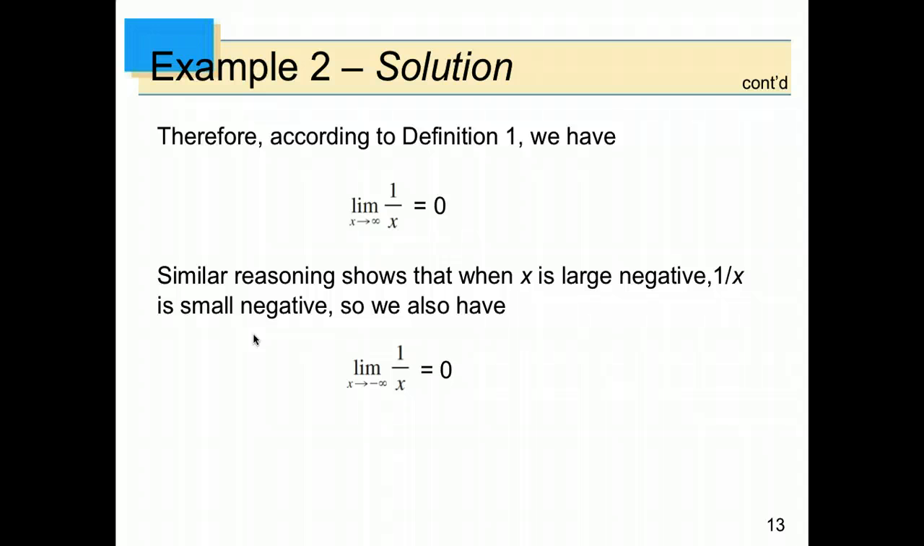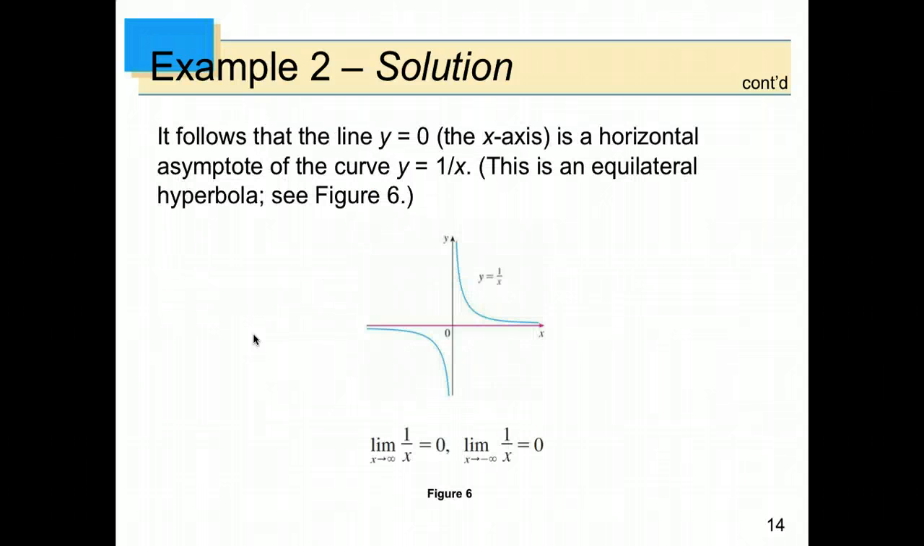Now we can get similar results on the large negative side as we get further and further to the left, or approach negative infinity. We can also show that the function 1 over x also approaches 0. And then here's what that curve looks like. So we know that the limit as x approaches infinity of 1 over x is 0, and it's the same as x approaches negative infinity for 1 over x. And of course, if you've studied these curves, this one's called the equilateral hyperbola.